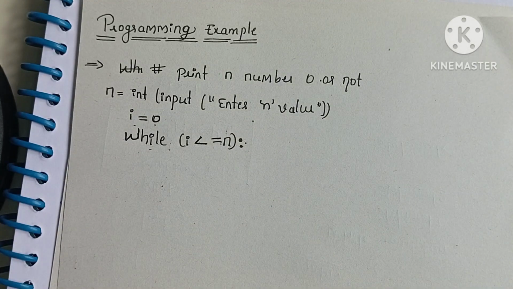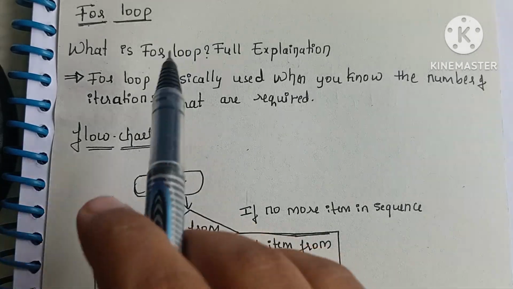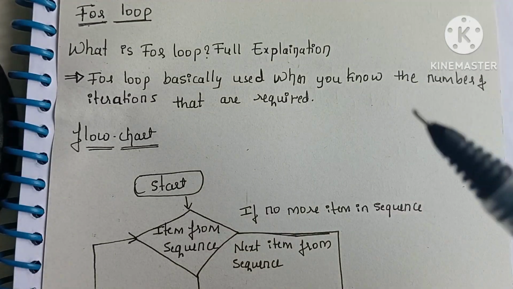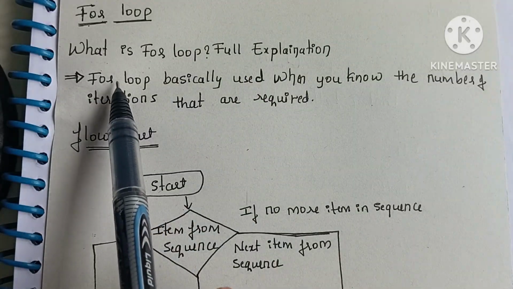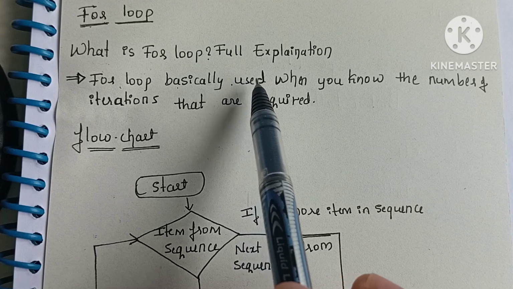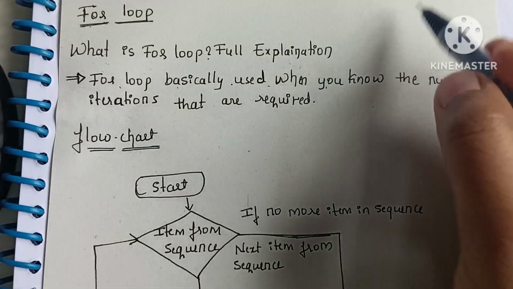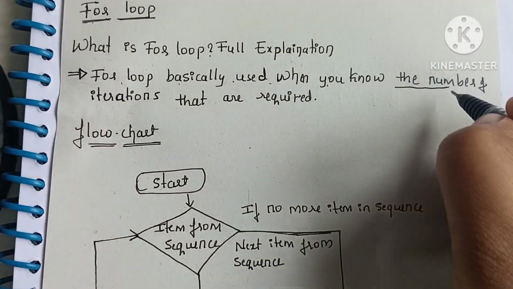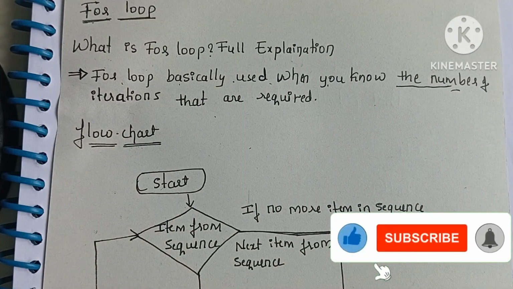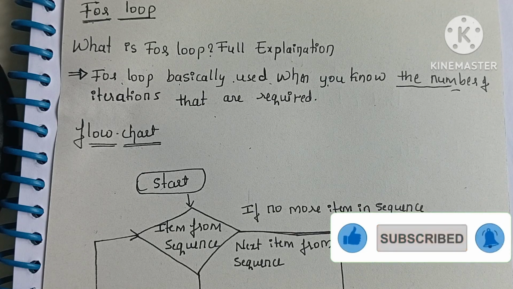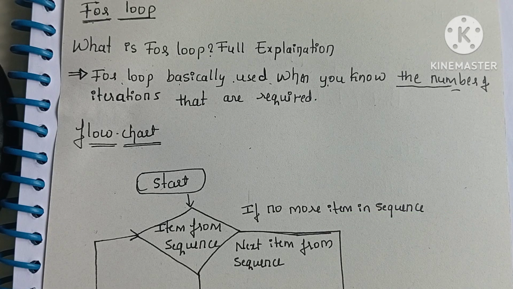Next we will discuss the for loop. What is a for loop? The detailed explanation, flowchart, syntax, again with a suitable example. The for loop is basically used when you know the number of iterations. When you know the number of iterations that are required, that is the main concept of the for loop. In a while loop you don't know the number of iterations required. In a for loop, whenever you know the number of iterations required, that is the for loop.